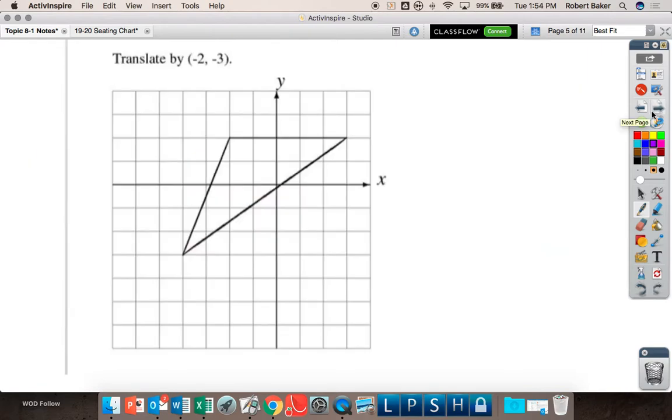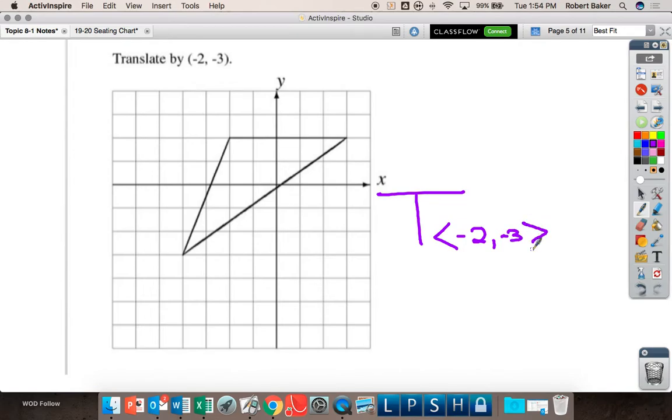So here we go. Here's the lazy way. The lazy way says translate by -2, -3. I want us to write the rule, and I want us just to draw the new picture. So what is the rule? What is the vector notation for the rule? T. Parentheses. Sideways V. You remember what those are called? And then it is -2, comma, -3. Then another sideways V.